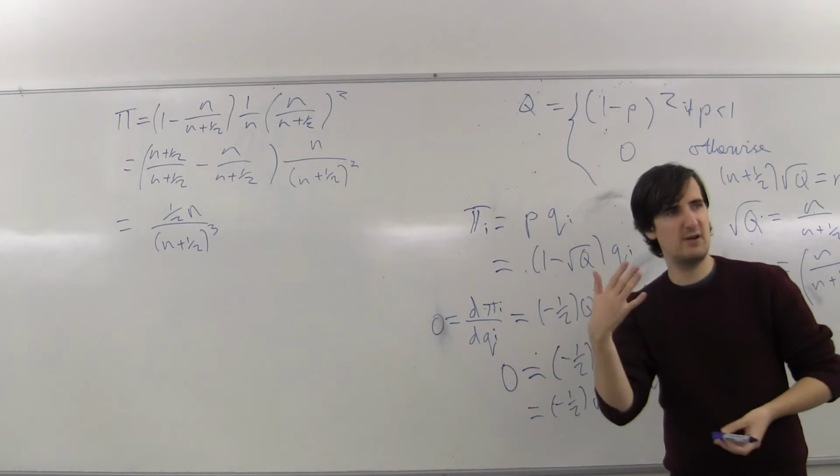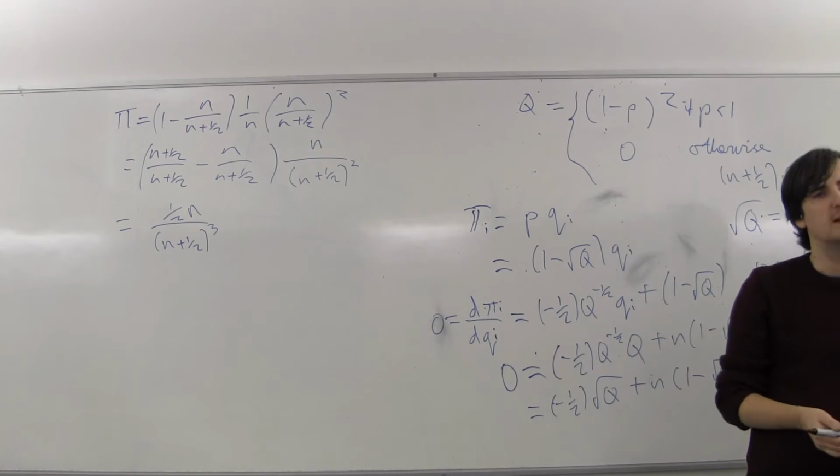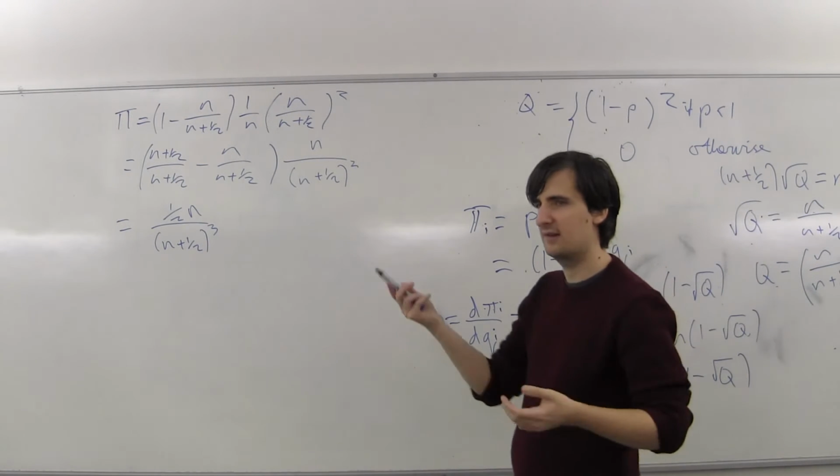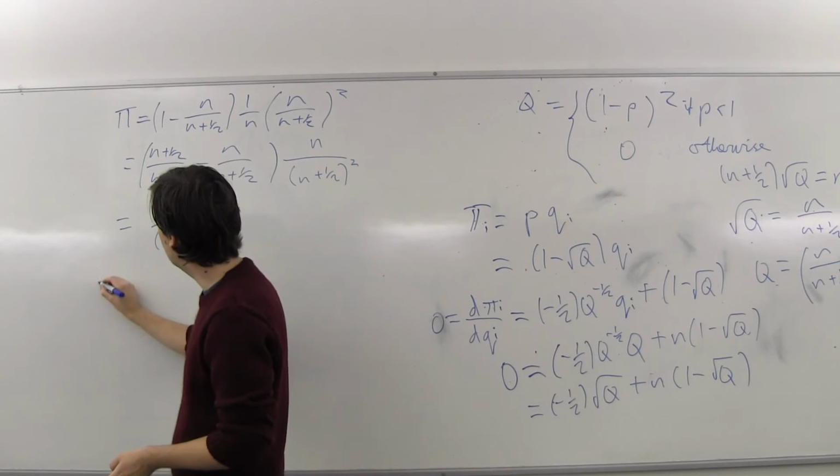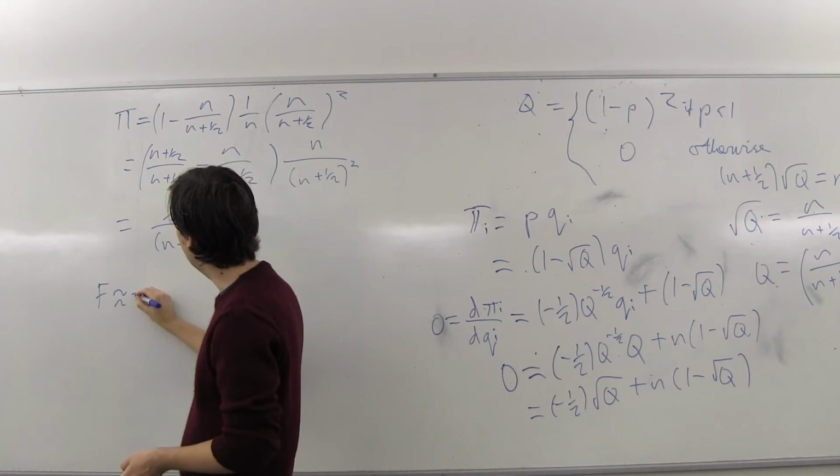Okay, so firms carry on entering until the marginal entrant is going to make approximately 0 profit. So our free entry condition is f approximately equal to pi.